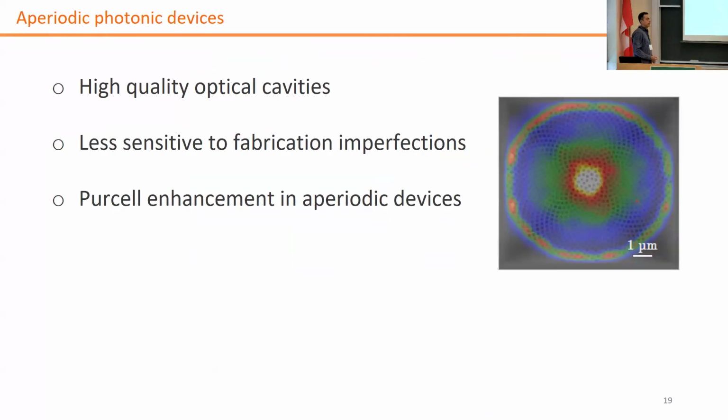So to summarize, what we have shown is that we can fabricate aperiodic photonic devices with relatively high quality optical cavities. And in general, these structures are less sensitive to fabrication imperfections because they rely on long-range order as opposed to standard highly engineered photonic crystal devices. And we've shown that we can control the spontaneous emission rate, so we can enhance it or make the lifetime longer by utilizing this band gap that is supported by the aperiodic structures.